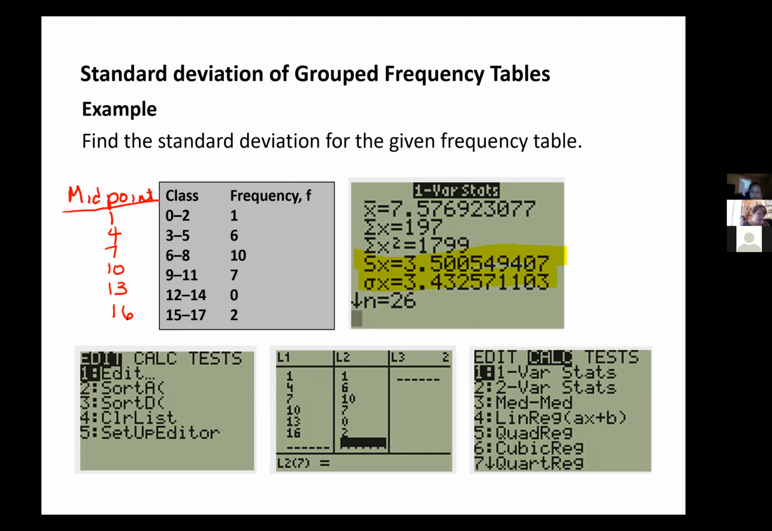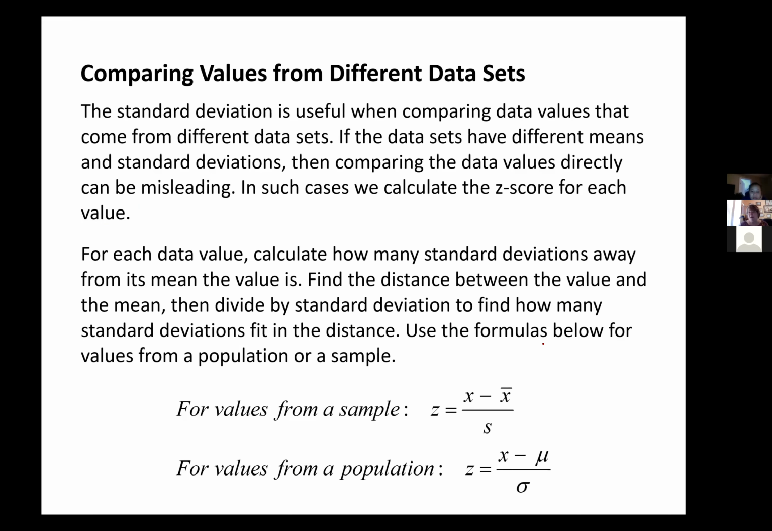All right. And then the last topic in chapter 2 was on comparing different sets of data. And this is our first introduction into what's called a z-score. The standard deviation is useful when comparing data values that come from different data sets. If the data sets have different means and standard deviations, then comparing the data values directly can be misleading. In such cases, we calculate the z-score for each value.